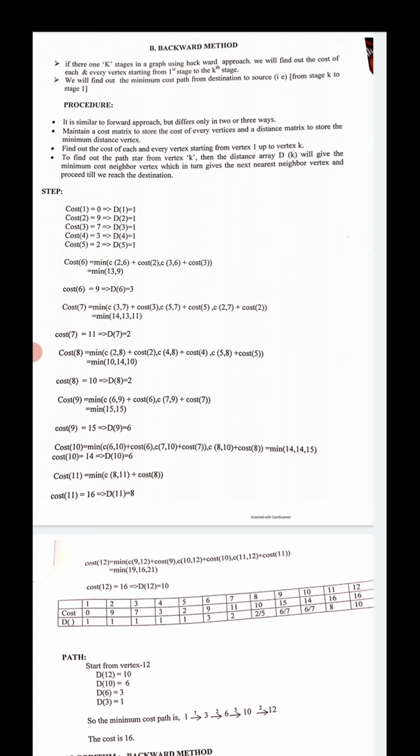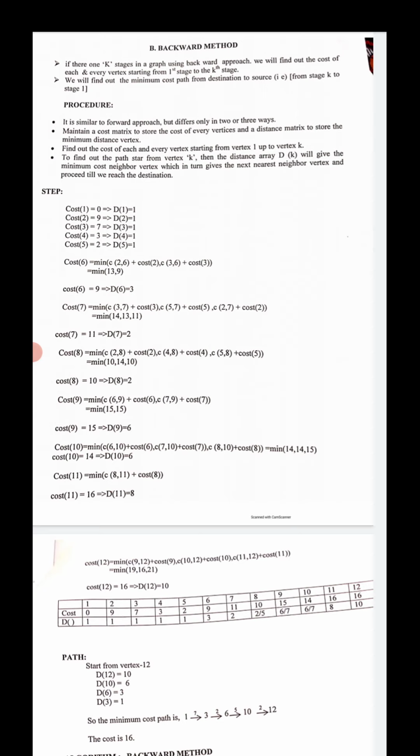Okay, and coming to the cost of 7. Cost of 7 is the minimum over the incoming directions: 3 to 7 is there, 5 to 7 is there, 2 to 7 is there, 3 directions are there. Cost of 7 will be assigned to the minimum of cost of 3 comma 7 plus cost of 3, cost of 5 comma 7 plus cost of 5, cost of 2 comma 7 plus cost of 2.